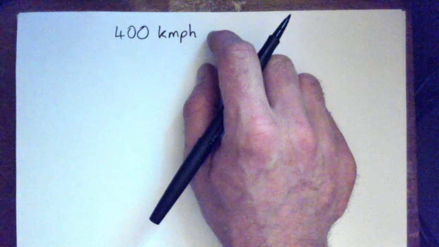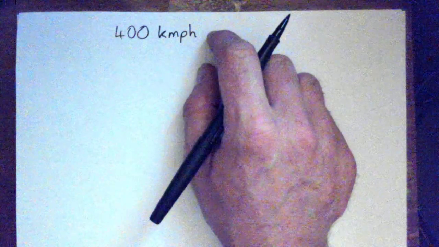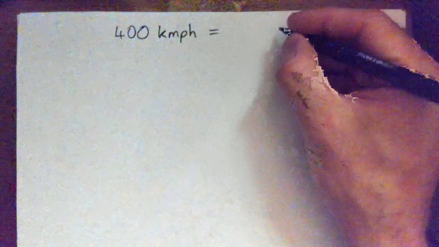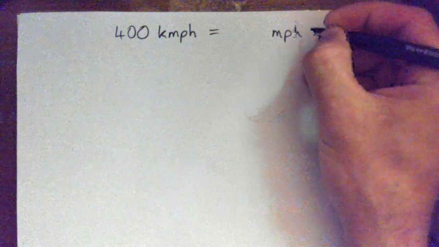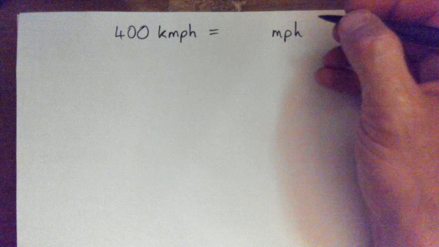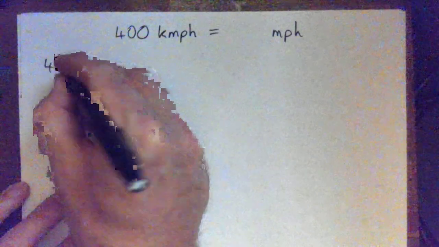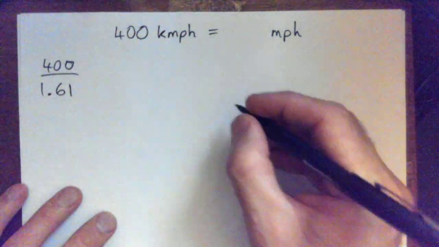It's a magic dividing factor that converts this to miles per hour. So I wonder, how many miles per hour is this? So 400 kilometers per hour is going to be something mph, miles per hour. We're going to round to the nearest whole number, right? So we're going to go 400 divided by 1.61, right?